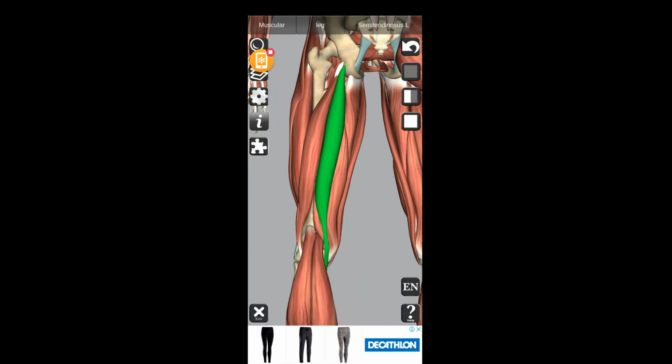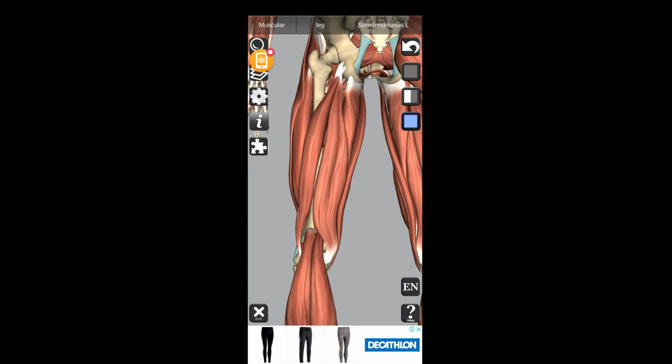Now the posterior hamstring, semitendinosus. The one I highlighted is your semitendinosus. Done. Semimembranosus. Done. Biceps femoris. It will have a long head and a short head. Biceps femoris, done.